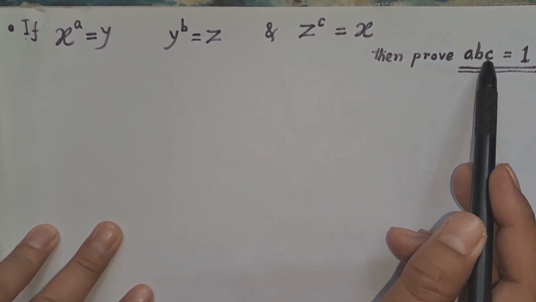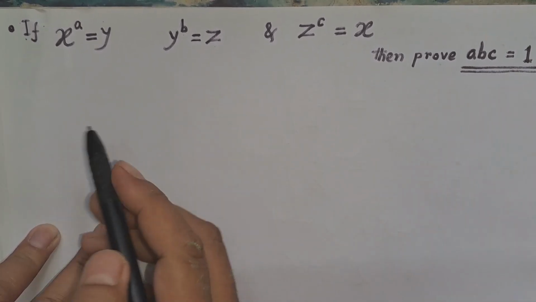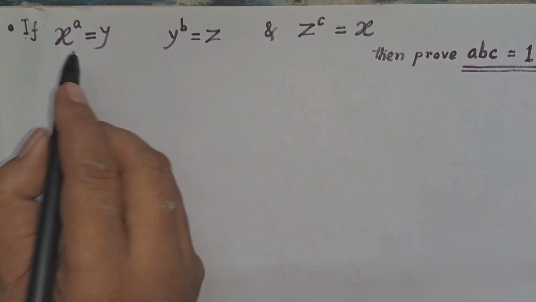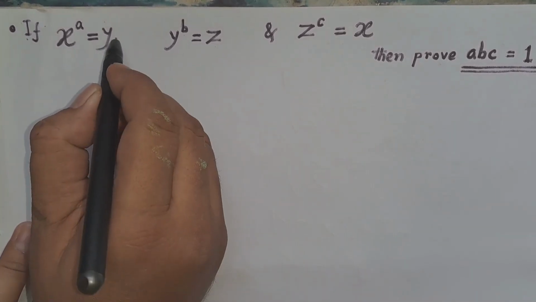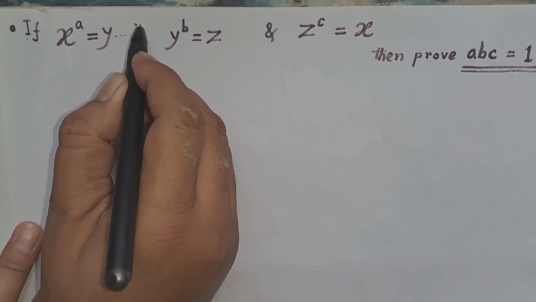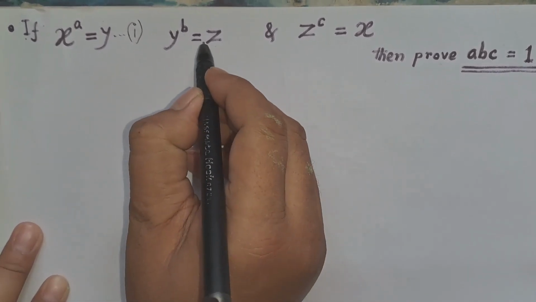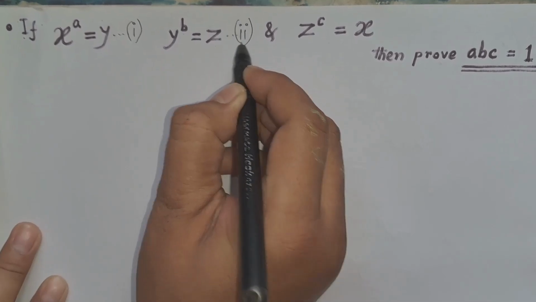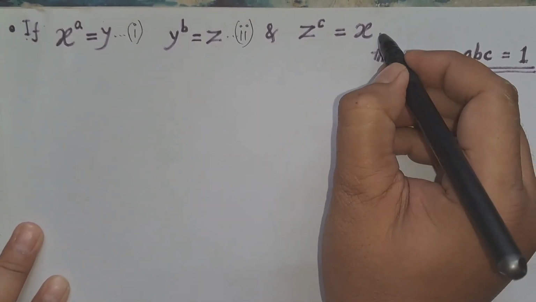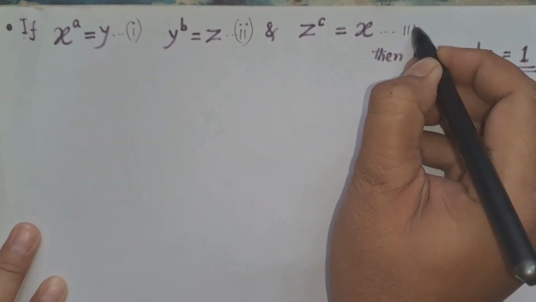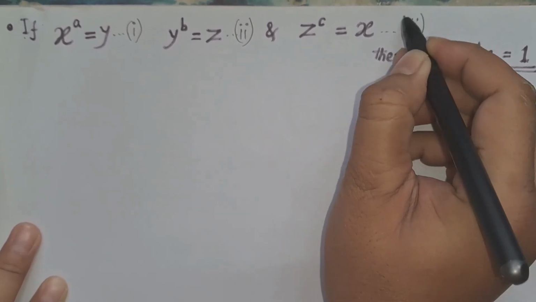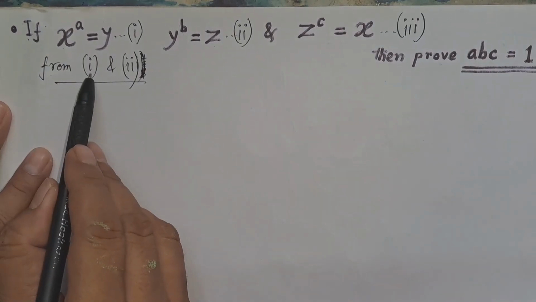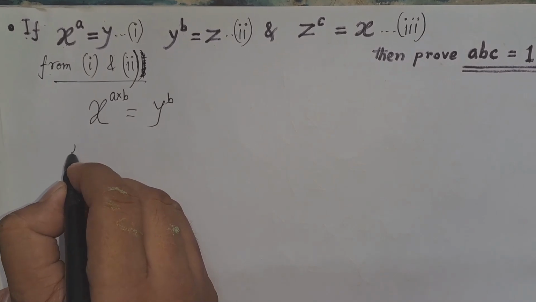x to the power a equals y, y to the power b equals z, z to the power c equals x, then prove abc equals 1. Very interesting. All the sums are very interesting. Just do it. First, make numbering. Let me number the given values. This is 1, this is 2, and this is number 3. It will help us.